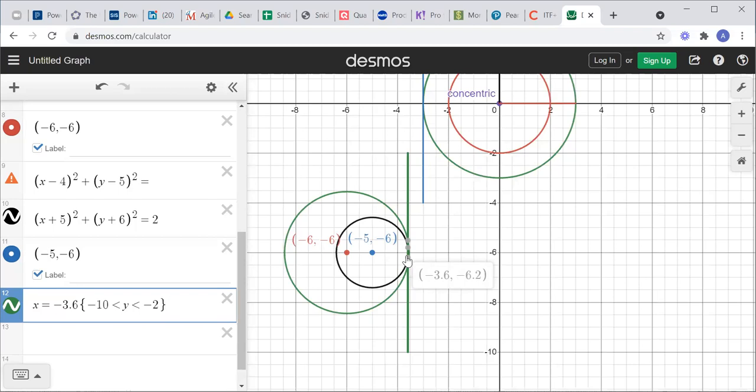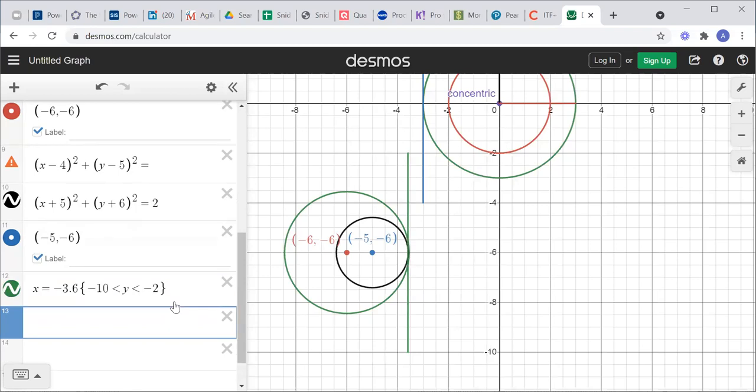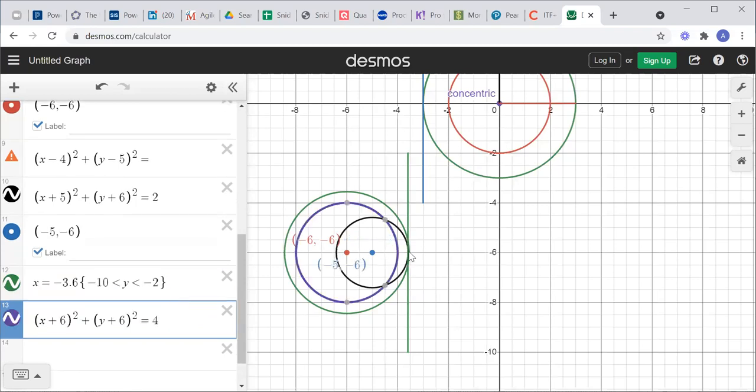Internally tangent circles means one circle is inside the other, and then they share the same tangent line. We also have external tangent circles. So if I decide to draw maybe another circle, let me Control V. I want to have a circle that will still touch this guy at -3.6. So if I put +3.6, x 3.6.